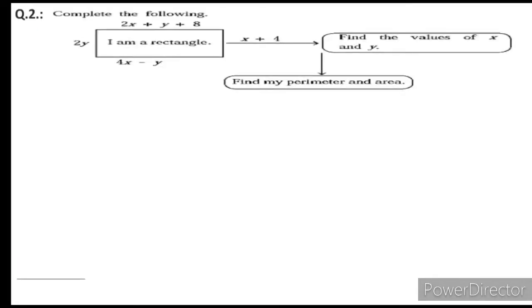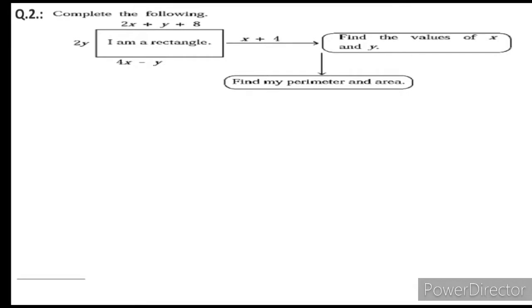Question number 2. Complete the following. Okay. First box says that I am a rectangle. On a length of the rectangle it is written 2x plus y plus 8 and on another length it is written 4x minus y. On one of the breadths of the rectangle it is written 2y and on another breadth it is written x plus 4. Then it says find the values of x and y.